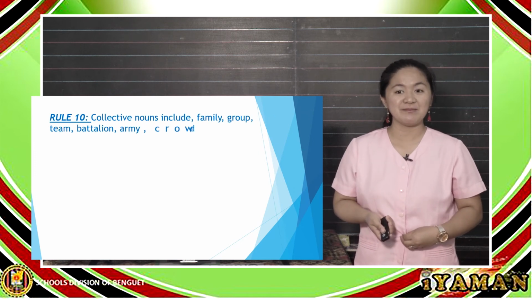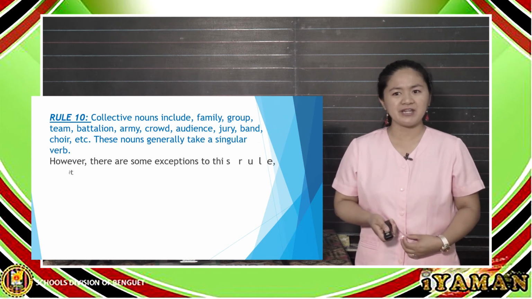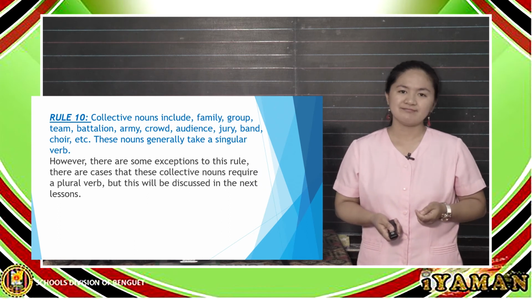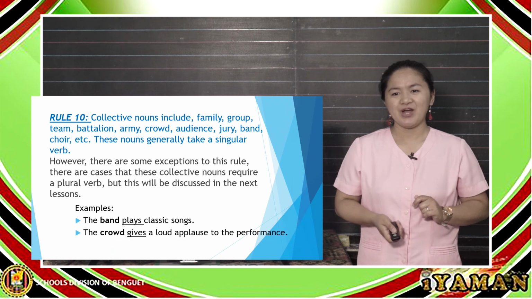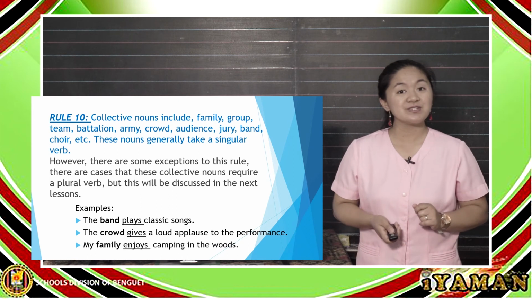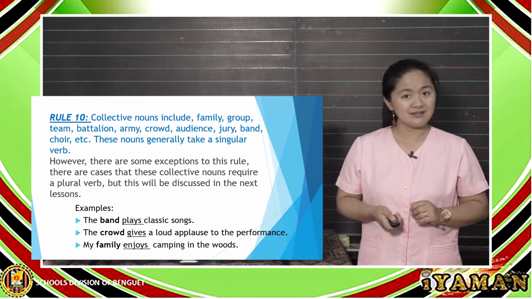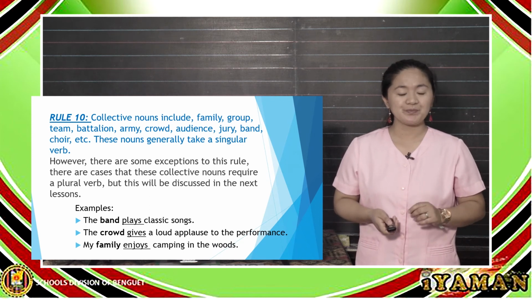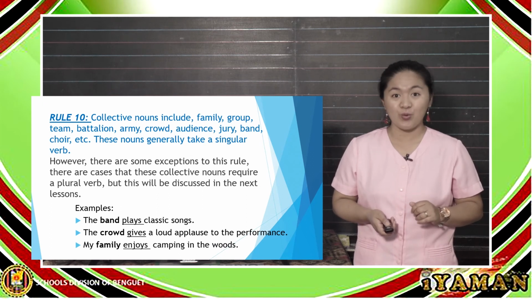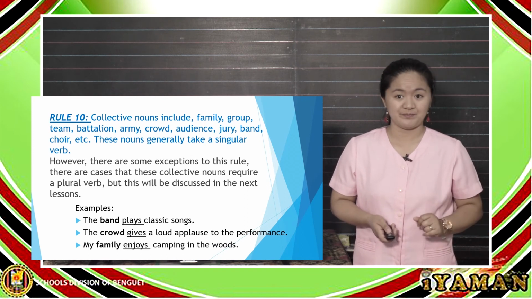And for the last subject-verb agreement rule for this lesson, why do we use a singular verb for the noun family? Yet the word family is composed of members. Very good. We call the noun family a collective noun. It is composed of members but is taken as one unit. Other collective nouns include group, team, battalion, army, crowd, audience, jury, band, choir. These nouns generally take a singular verb.